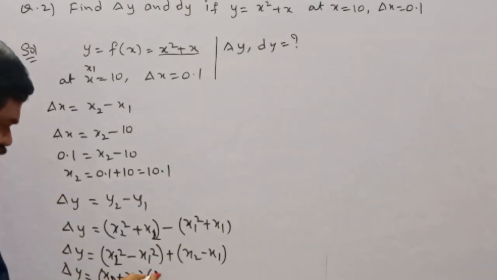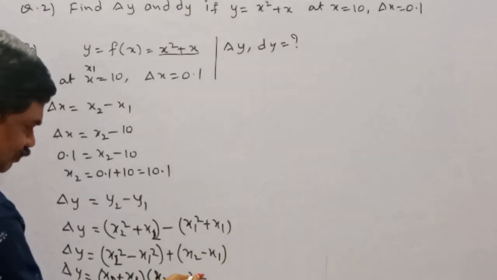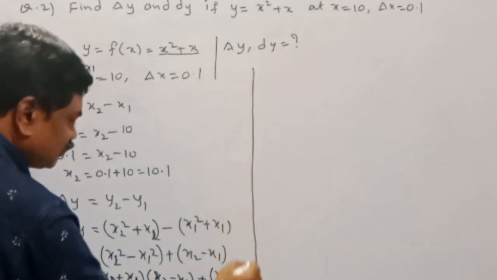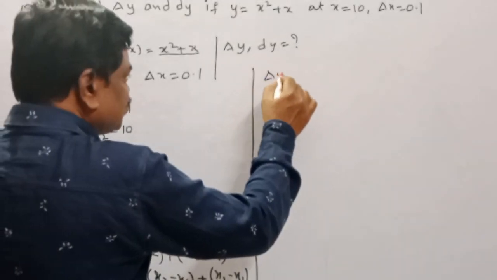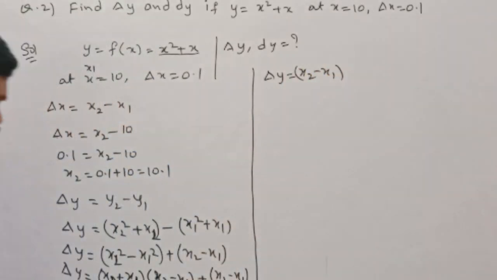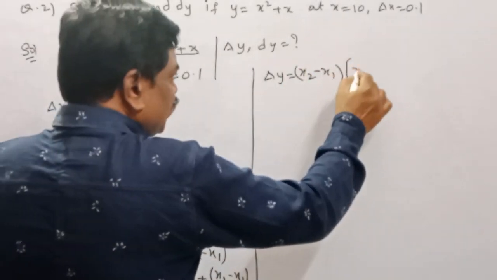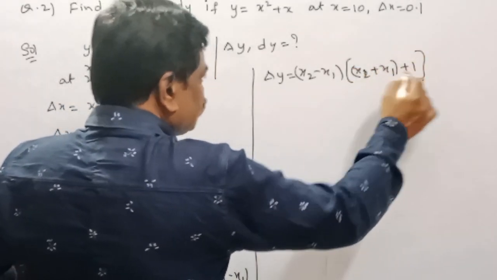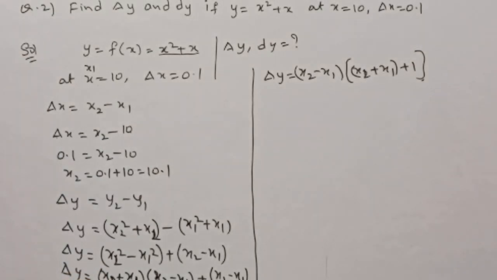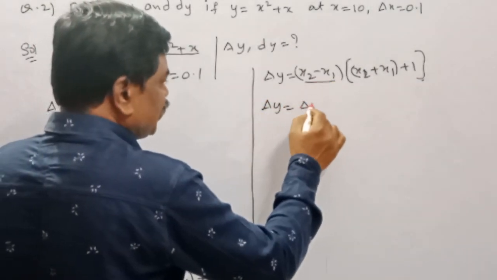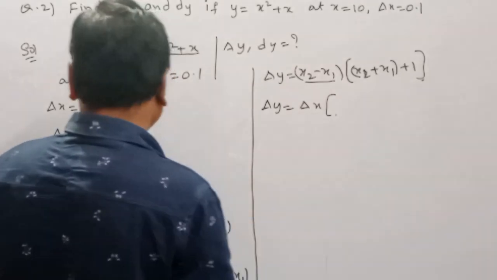x2 plus x1, this is x2 minus x1 plus x2 minus x1. From this, delta y is equal to x2 minus x1 as common, times x2 plus x1 plus 1. What is x2 plus x1? So delta y is equal to delta x into x2 plus x1 plus 1.